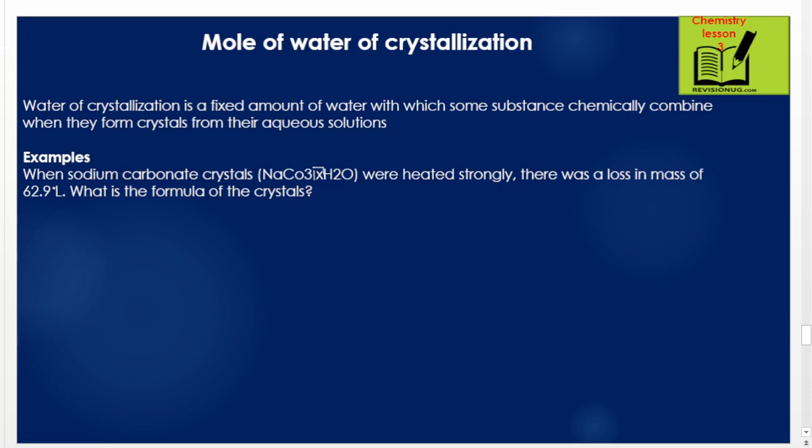Therefore, water of crystallization is a fixed amount of water with which some substances chemically combine when they form crystals from their aqueous solutions. For example, copper(II) sulfate is a hydrate, called copper(II) sulfate pentahydrate. We have sodium carbonate, which is sodium carbonate decahydrate. We have magnesium sulfate, that is heptahydrate, and very many others.